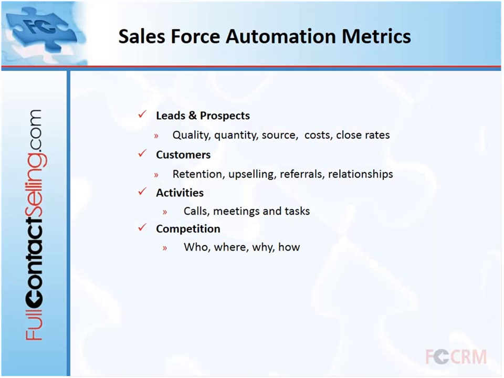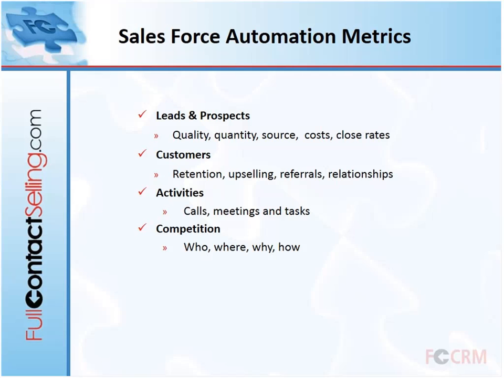So today, let's talk about sales force automation metrics. We're going to talk about leads, right? And this is what's important around leads and prospects. As a sales team, we need to talk about the quality of the leads, the quantity of leads, the best source of leads, what the cost of those leads were, and what the close rates on leads are. So when we start to talk around the metrics of CRM, it's very, very important that we capture information and understand what's going on with this information.